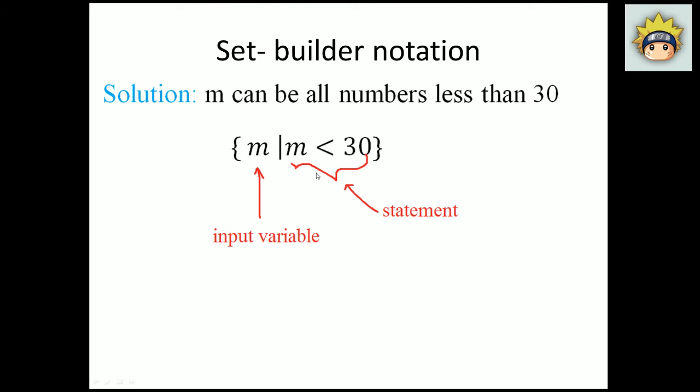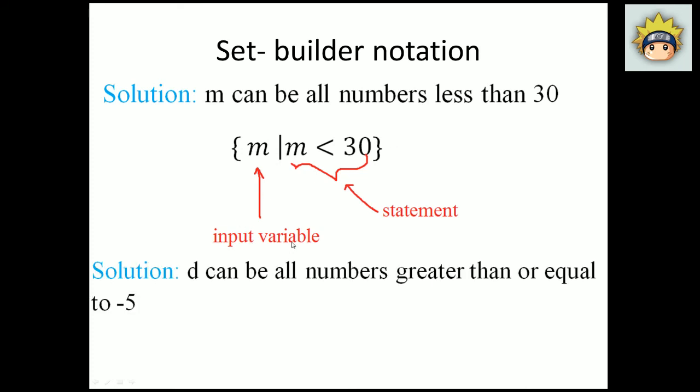So a set builder notation has the input value, the bar, then the statement to the right hand side, and it is isolated within these two fancy brackets. Next, the other one is d can be all numbers greater than or equal to negative 5. You can pause this video if you would like to try it. Okay, I'm going to show you the solution now. I would say that d was my input variable, the bar, and I write that statement: all numbers greater than or equal to negative 5. This is the greater than or equal to symbol.